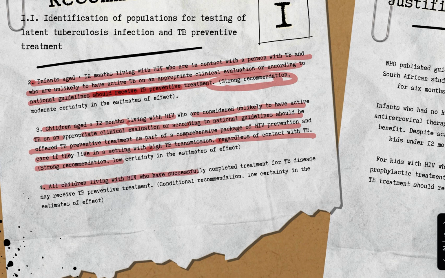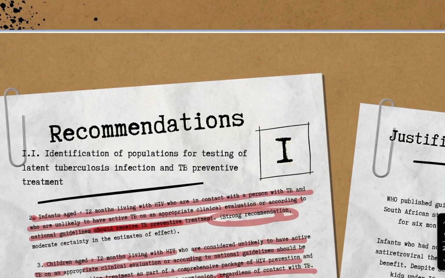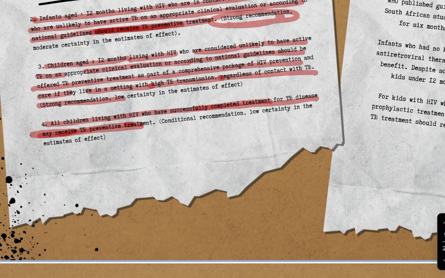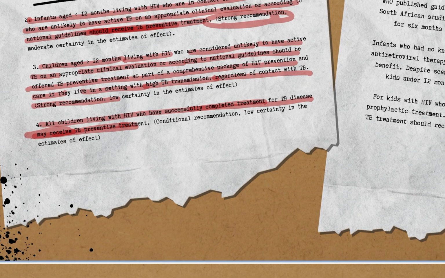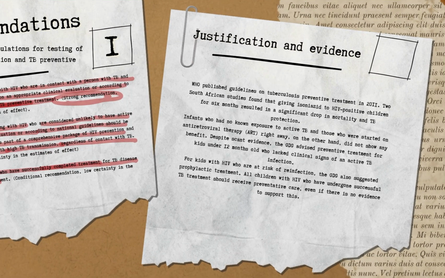All children living with HIV who have successfully completed a treatment for TB may receive TB preventive treatment. So in the adult category, if they have completed a treatment for TB disease, they should get a treatment. They should be considered for the treatment. But in the children's category, it's "may receive." They may receive. It depends on the physician and the current status of a patient.